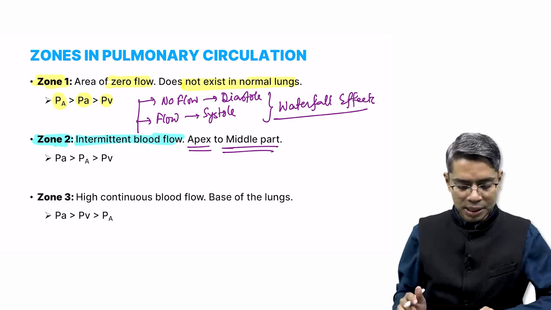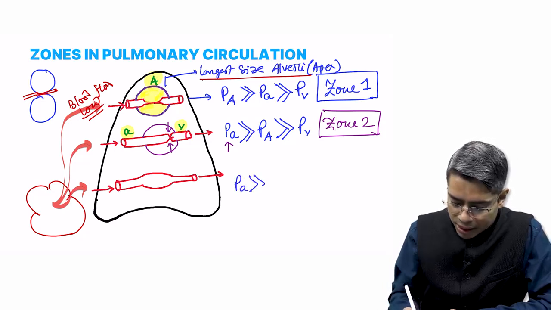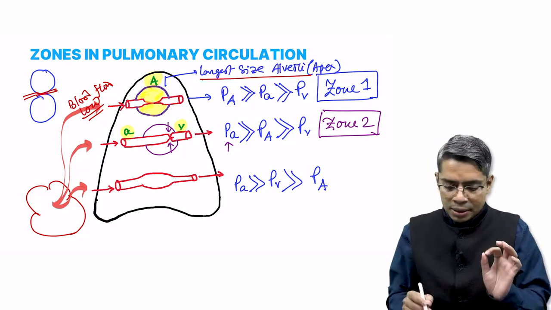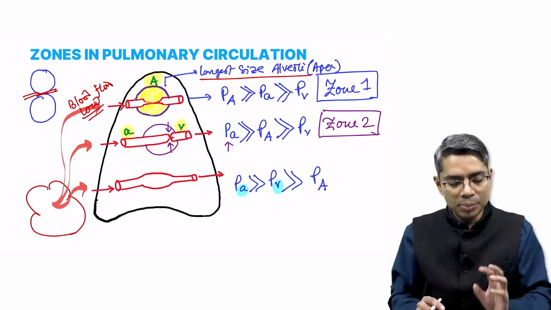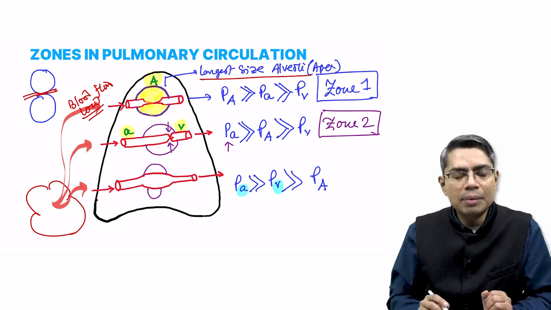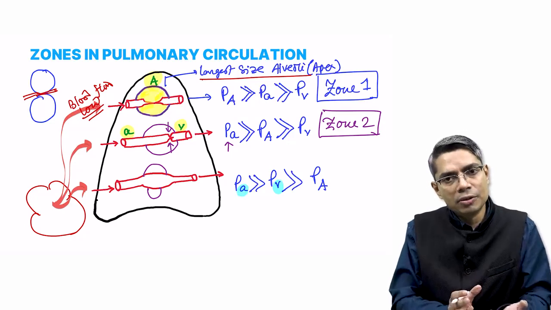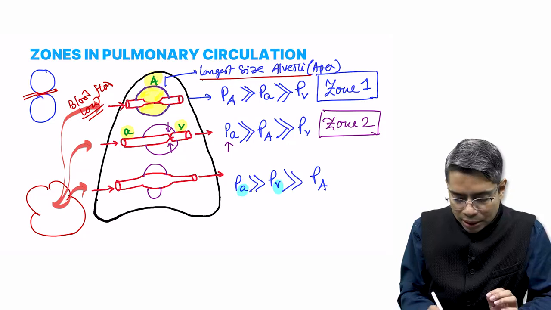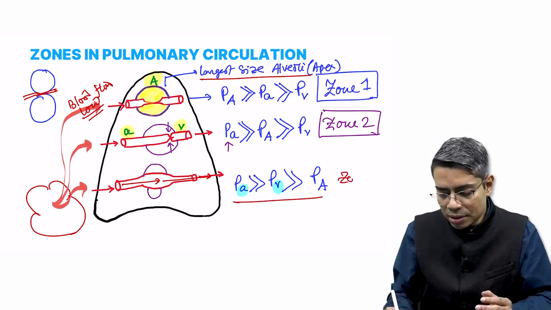And zone 3 means the pulmonary arterial pressure is greater than pulmonary venous pressure, which is greater than alveolar pressure. Both the arterial pressure and the pulmonary venous pressure are higher than alveolar pressure, because at the level of the base the alveoli are very small in size, and the alveoli cannot compress the pulmonary vein or the pulmonary artery. So the artery and vein are always open, and blood flow will continue during systole and even during diastole, meaning continuous blood flow. This is known as zone 3.